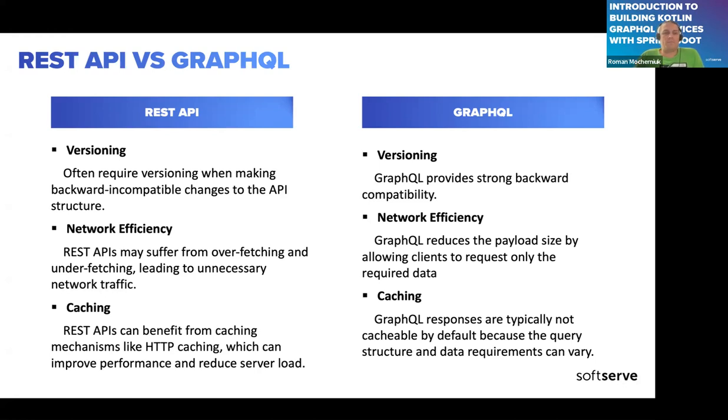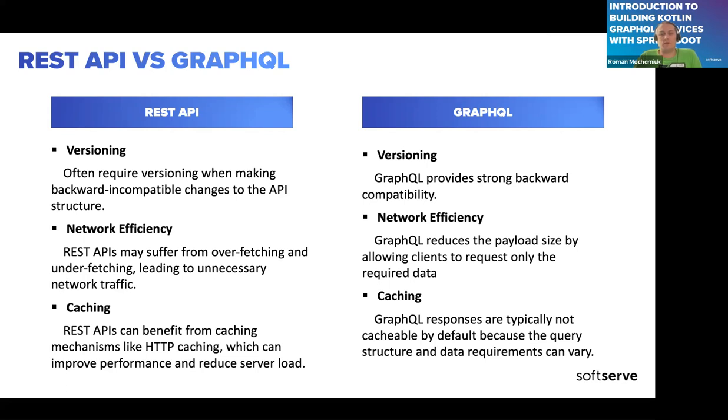As I mentioned before, with REST API we could have overfetching and underfetching, so we could send unnecessary traffic in the response. So if we talk about network efficiency, GraphQL provides better network efficiency.